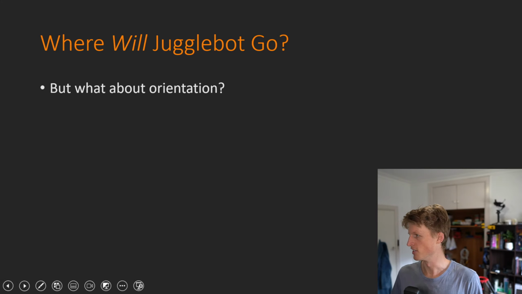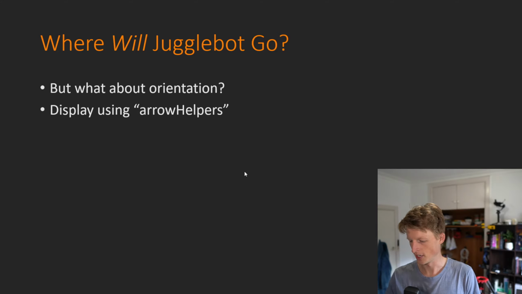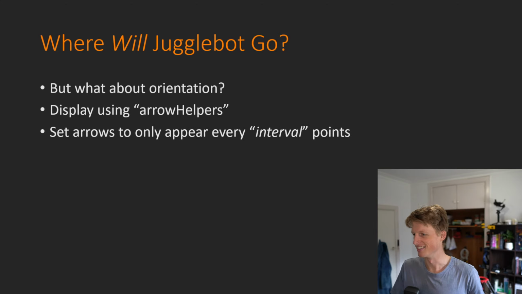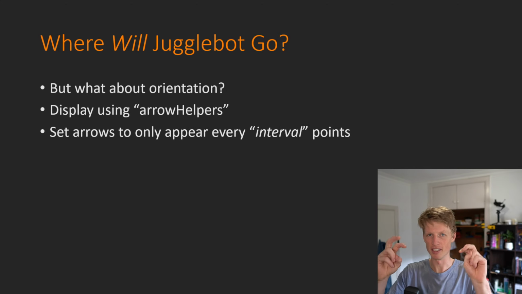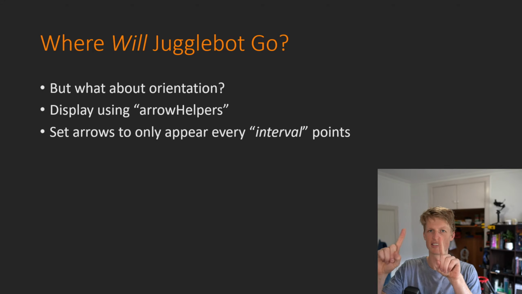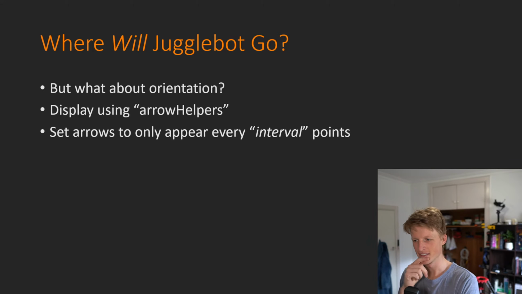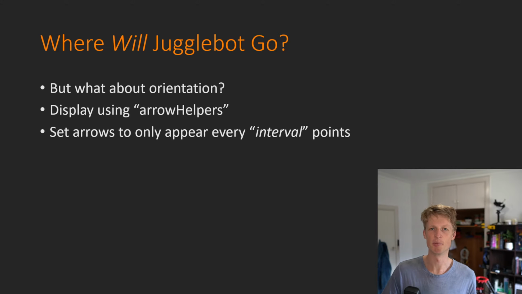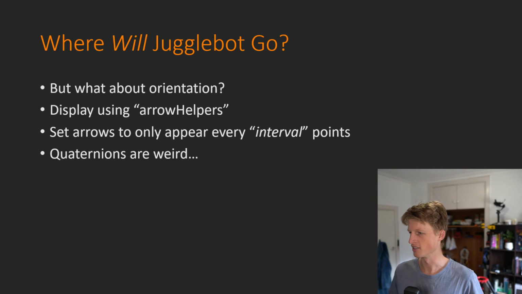So how do we do the orientation? As ChatGPT suggested, I am using the Three.js arrow helpers elements. These are set to only appear every interval points, and that way we get this nice kind of spacing of them. I'm really hoping that this works out nicely to indicate the speed that the platform will be traveling at, because maybe that's a bit hard to explain. But I'll talk about that later, maybe. Right now the arrows are set to only appear every interval, so it's just not too cluttered, essentially. And yeah, quaternions are weird.